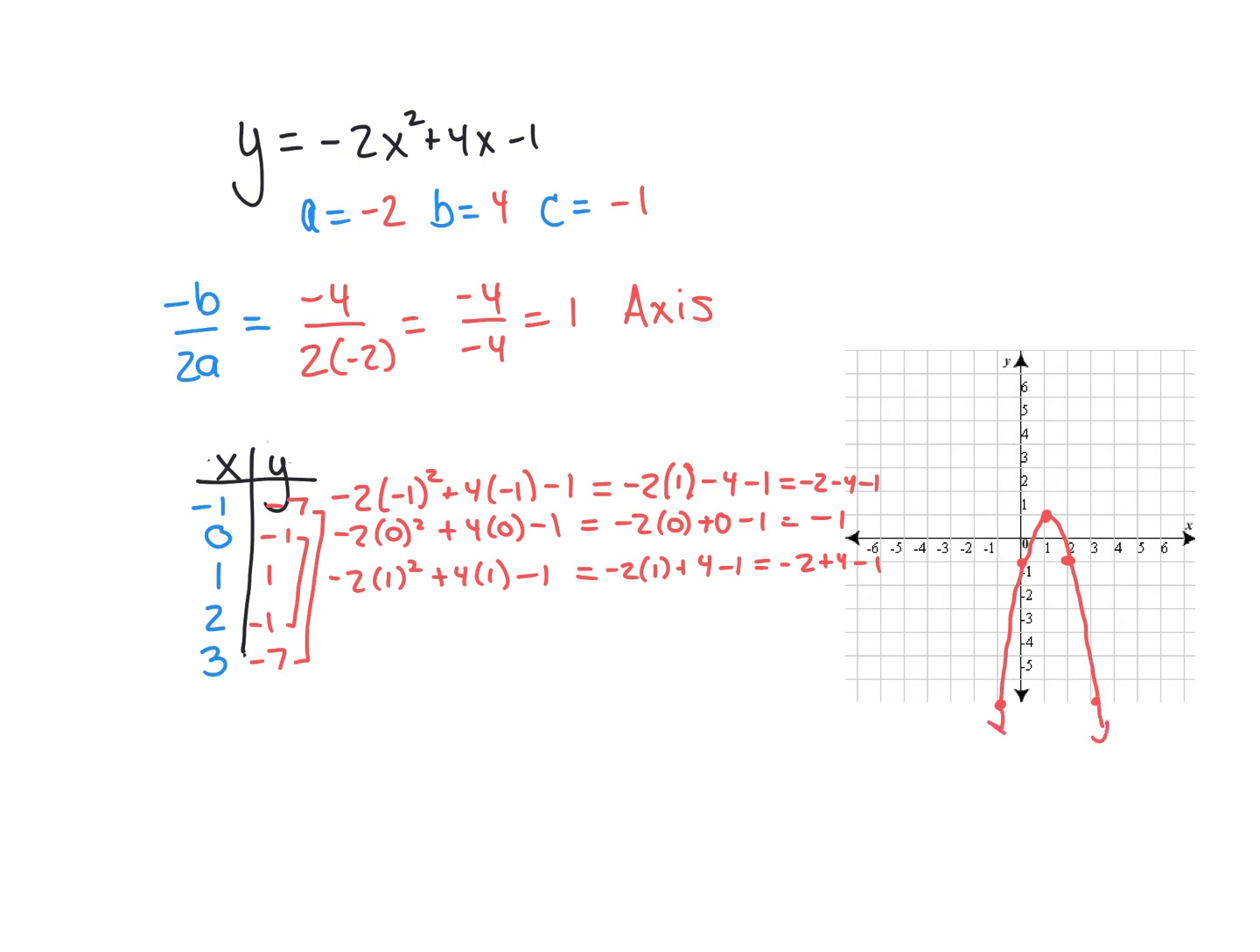And again, the last thing that we want to do is identify the vertex. And so the vertex, in this case, is this point right here. It's also the middle ordered pair in here. It's what happens when we plug in the axis. So our vertex is the ordered pair 1, 1.